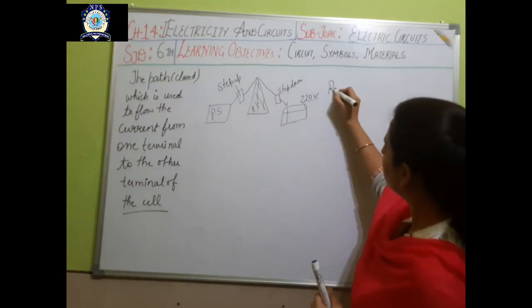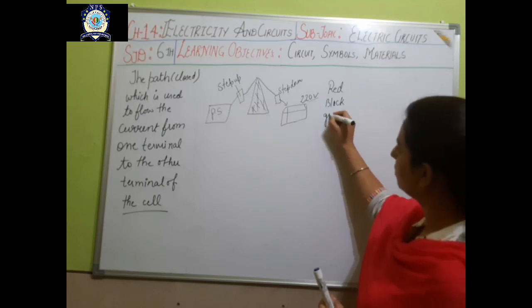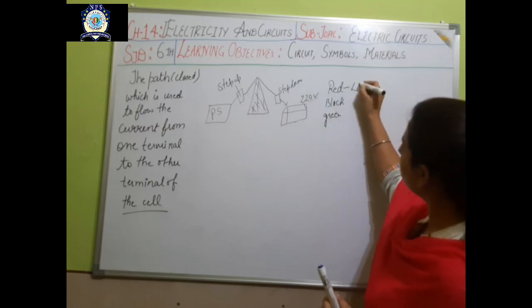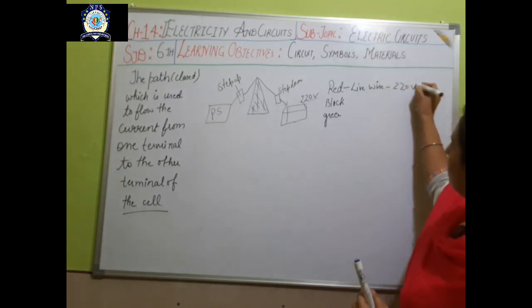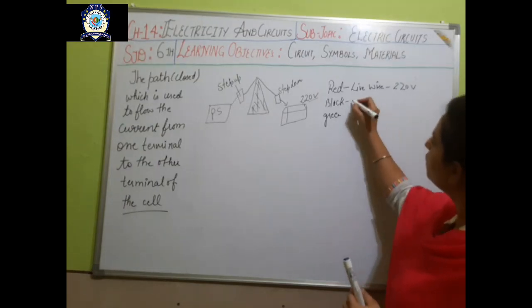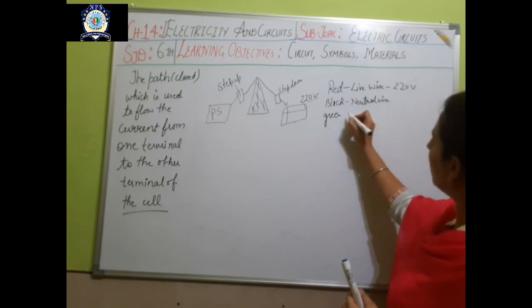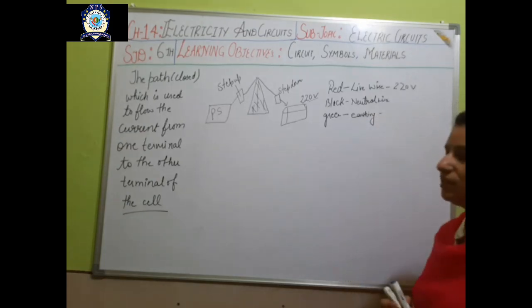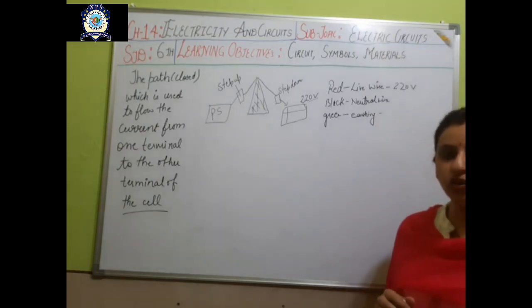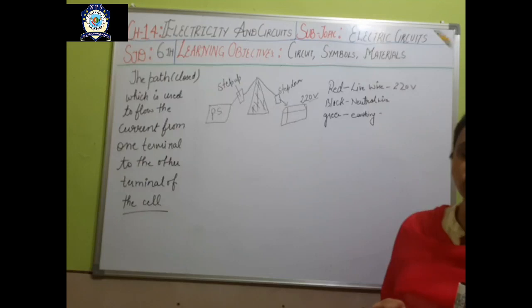They are red, then black, and then green. So red is the live wire which carries the current of 220 volt. Black is the neutral wire, and green is the earthing wire. Earthing wire means a wire which conducts the extra amount of current present in the appliance to the earth, just to get rid of electric shock.